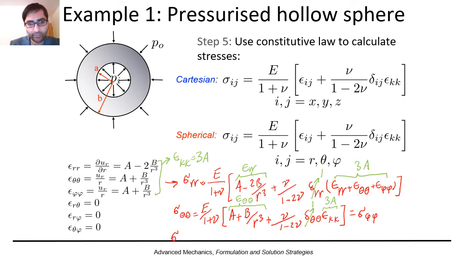For the off-diagonal elements, sigma r theta, sigma r phi, and sigma phi theta, we get all to become 0. The reason is epsilon r theta, r phi, and theta phi are 0, and delta r theta, r phi, and theta phi are 0 as well. So the off-diagonal stress elements become 0 as well.